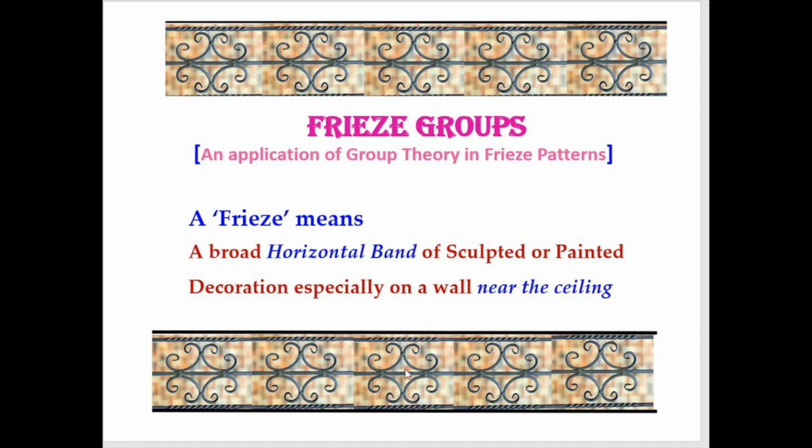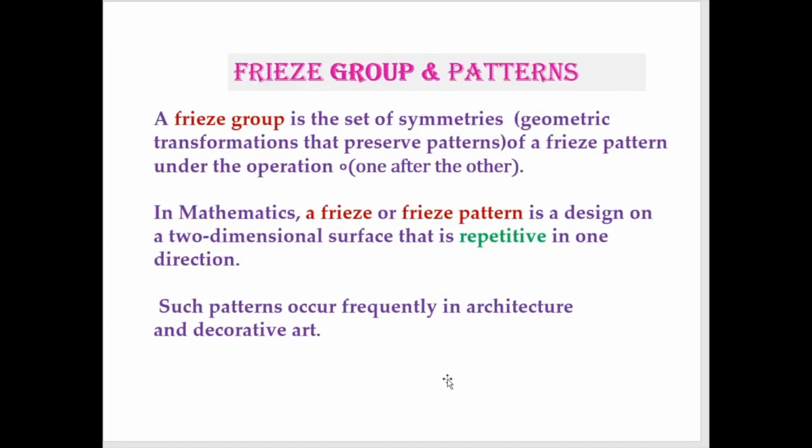As an application of group theory in frieze patterns, we have frieze groups. By frieze, we mean a broad horizontal band of sculpted or painted decoration, especially on a wall near the ceiling. So this is one of the frieze patterns that we can see in a balcony grill. And a frieze group is the set of symmetries.